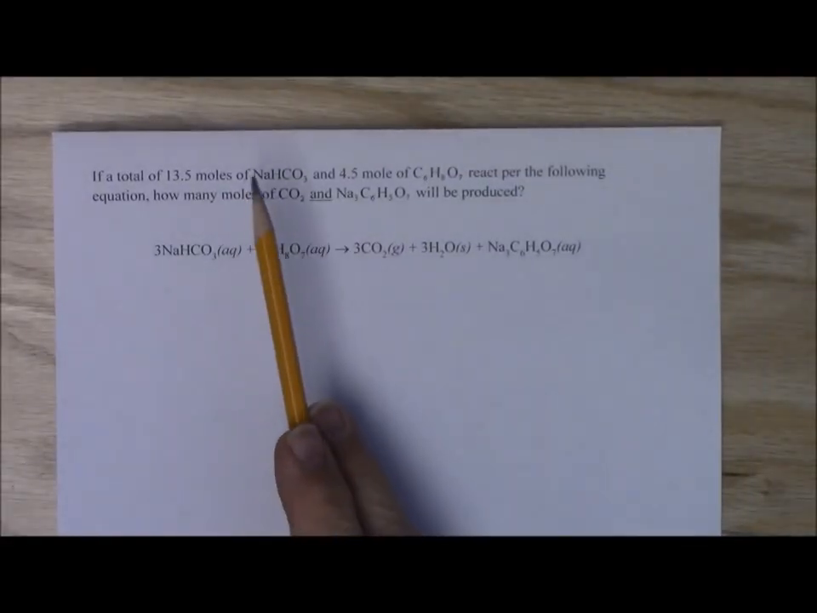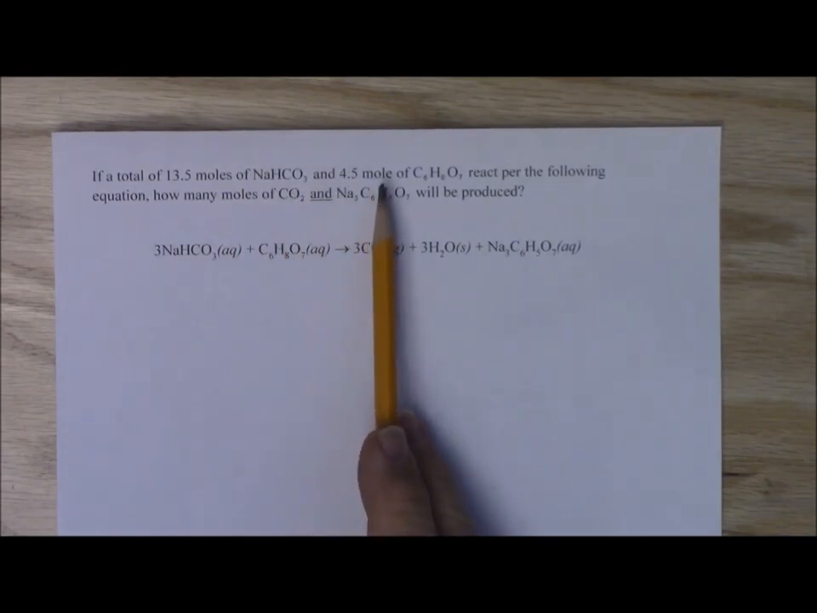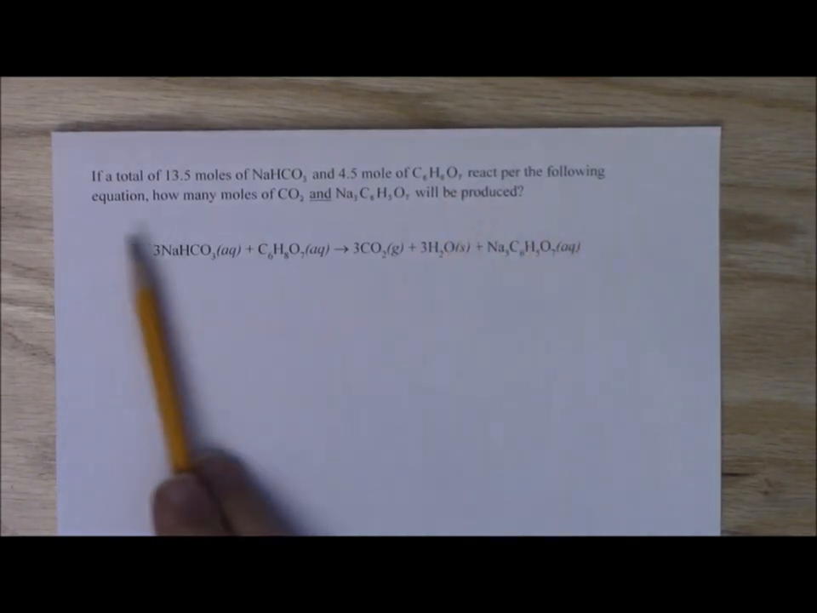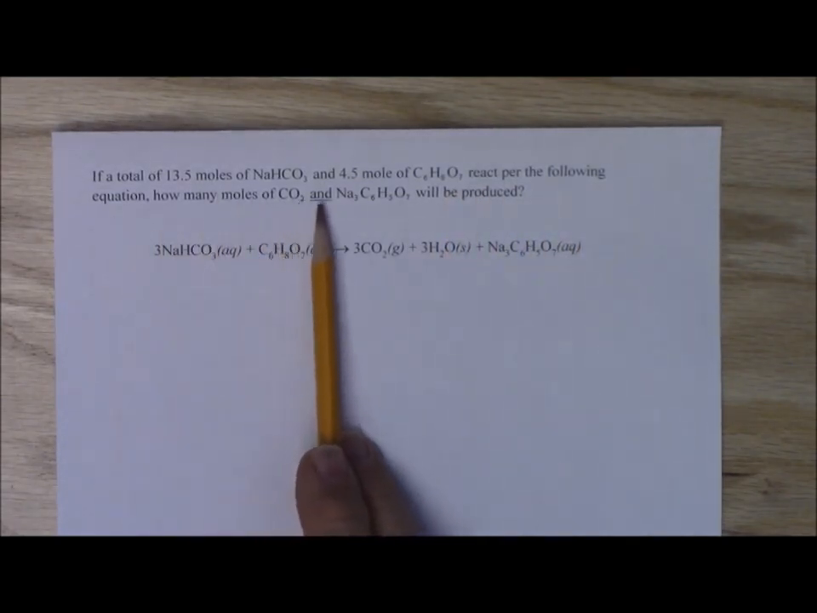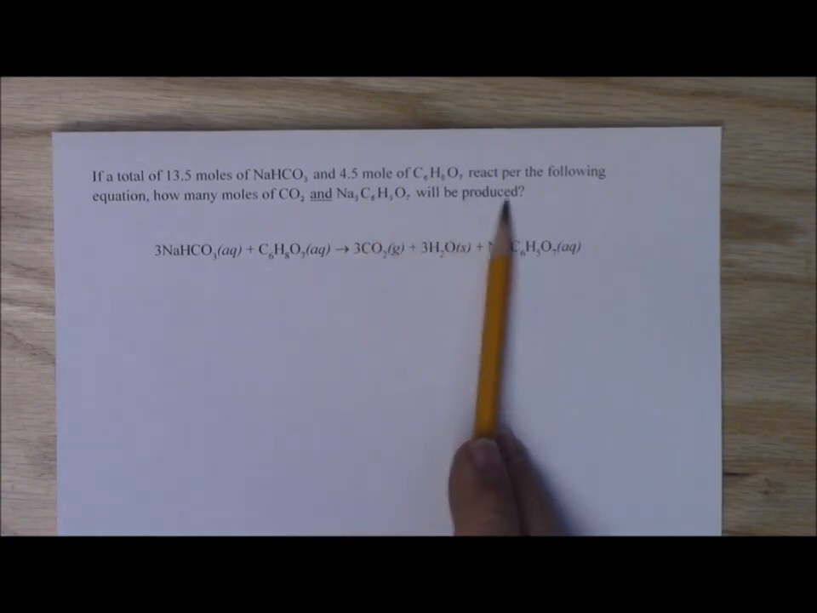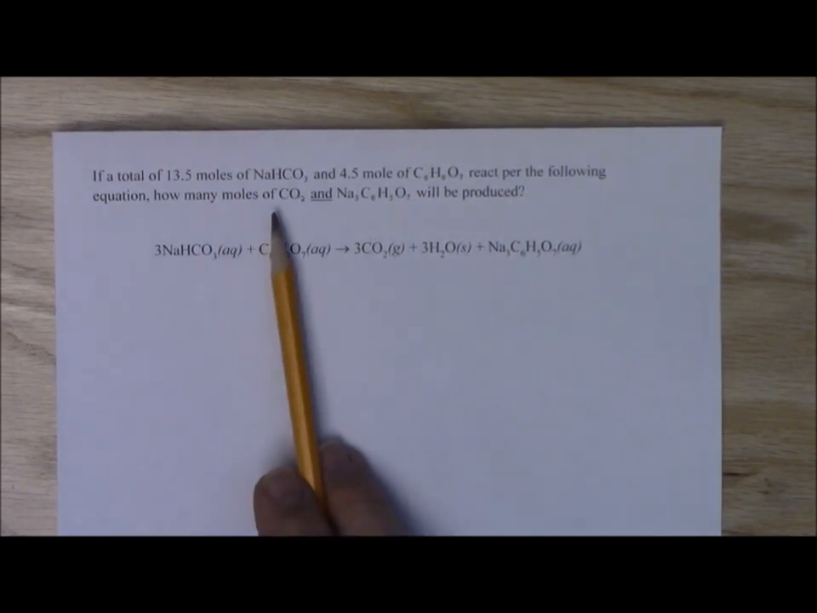If a total of 13.5 moles of sodium hydrogen carbonate and 4.5 moles of C6H8O7, which I think is citric acid, react per the following equation, how many moles of CO2 and Na3C6H5O7 will be produced? Okay, here's the balanced equation. What are they giving us?